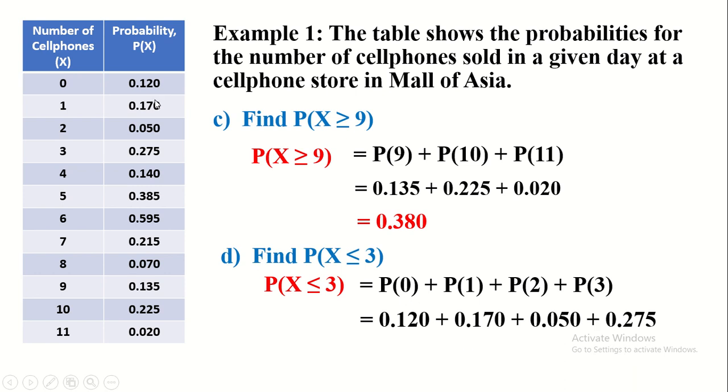Probability of 0 is 0.120. Probability of 1 is equal to 0.170. Probability of 2 is equal to 0.050. And then the probability of 3 is equal to 0.275. After substituting those probabilities, i-add naman natin siya. And this is the probability of x that is less than or equal to 3 is equal to 0.615.